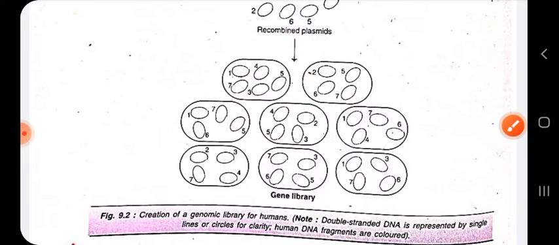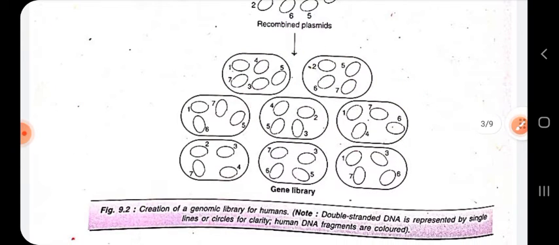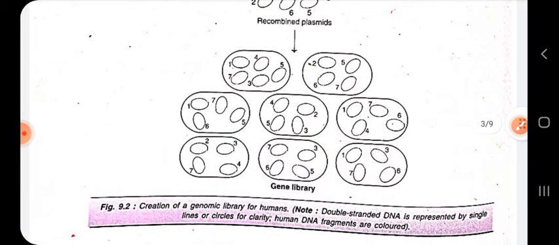So this is how we make a gene library. Up to this much we have to study for the gene library. The screening process is a different question actually.